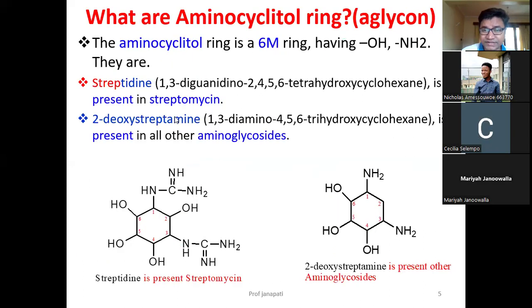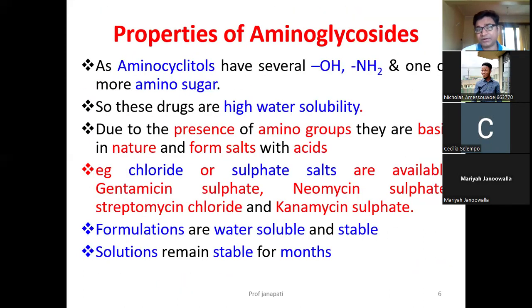So we studied all these. Now, see, what are the important properties? As you see the structure, you might have got some idea that this drug consists of hydroxyl groups, amino groups, and amino sugars. They are highly water-soluble drugs. Now, due to the presence of these amino groups, we will learn their properties one by one. Due to the presence of amino groups, they are basic in nature.